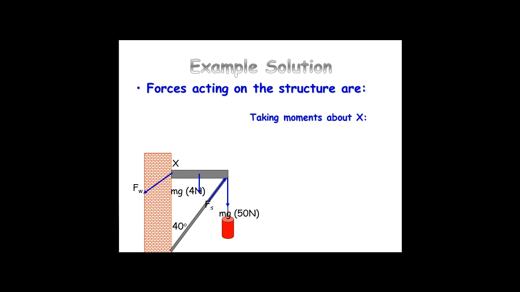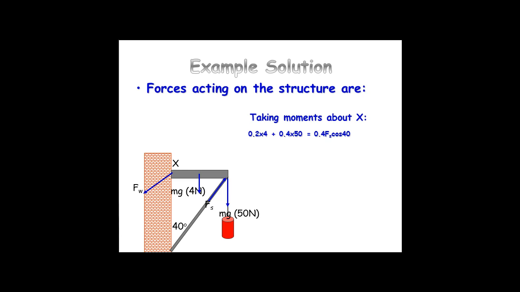So let's introduce this here, point X. That way we eliminate this force. Okay, since torque is force times distance, distance is 0, so that torque is 0 if we're making that our pivot point. Then it just becomes an analysis of these two clockwise torques and this anti-clockwise torque.